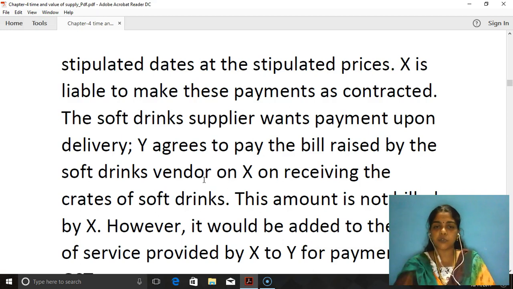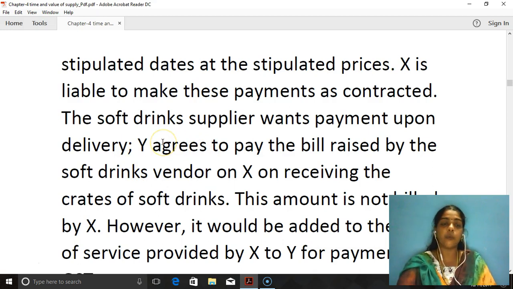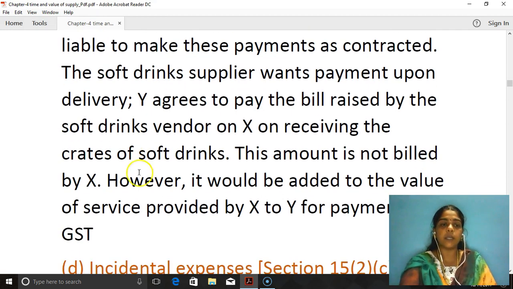So the bill is being raised to Mr. X, but Y is paying the bill. On completion of the meet, X has to charge Mr. Y for the event, because Mr. X had incurred various expenses and he has to raise his bill on Y for the event. On raising the bill to Mr. Y, Mr. X will exclude the bill raised by the soft drinks vendor because Y had already paid it. This amount is not billed by X because Y had already paid directly, and therefore X would not bill this amount in his final bill to Mr. Y.